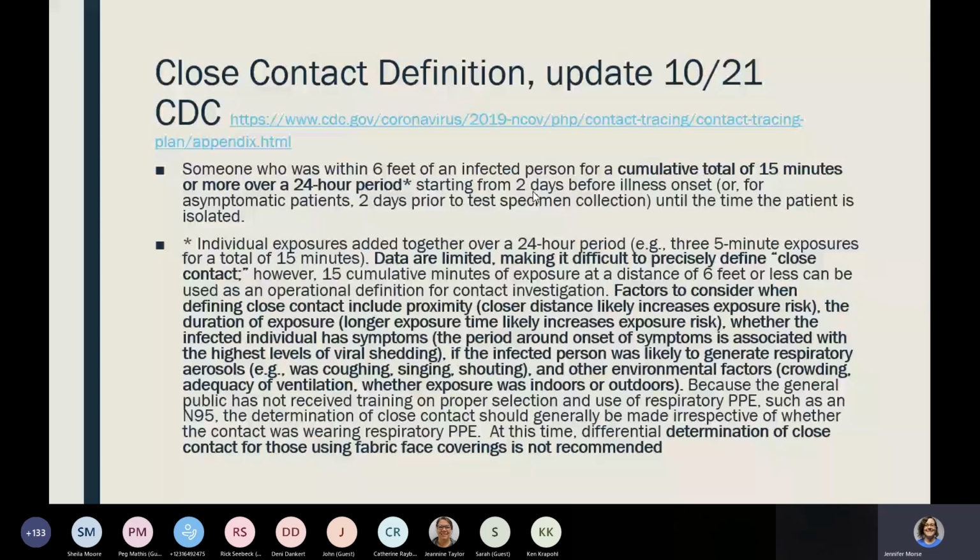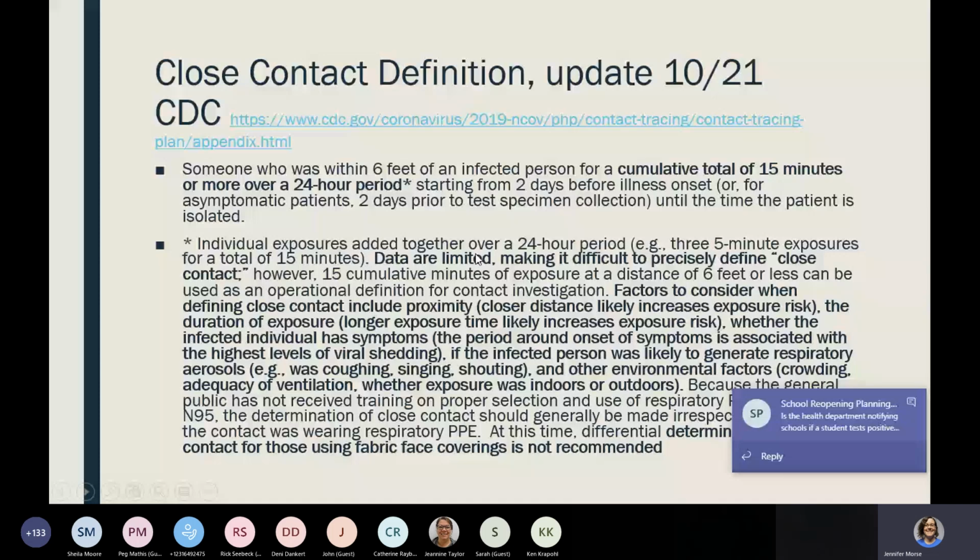Other things that are pretty much the same as it used to say, you just had to sort of dig for it, is that data is limited. It's hard to define a precise definition. So the whole 15 minutes and 6 feet is really not an exact science. It's just sort of a guesstimate. And you have to take into consideration proximity, duration, symptomatic, and what's the environment. All those things we have provided for you in our toolkit and in the handouts that you can give to parents, which no one really quite seems to comprehend. It's always the 15 minutes and 6 feet that we get stuck on, but there's a lot more to it. And then also, this pop-up window keeps popping up.